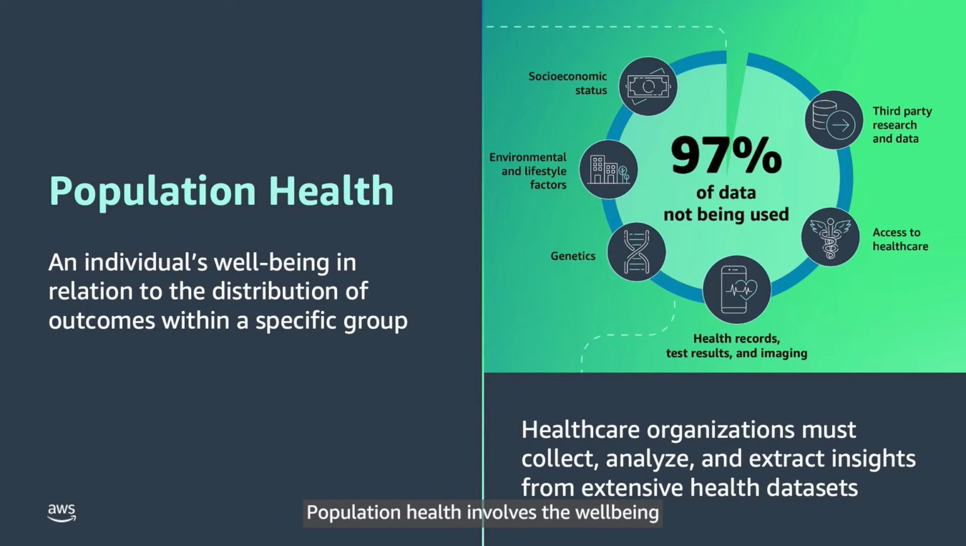Population health involves the well-being of individuals in relation to distribution outcomes within a specific group. To understand a population's health needs, healthcare organizations must collect, analyze, and extract insights from extensive datasets. These datasets include both structured and unstructured data, such as social determinants and even genomics.